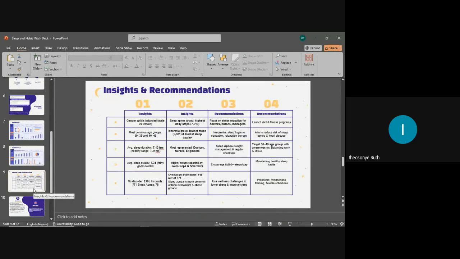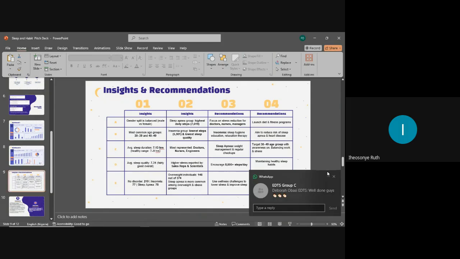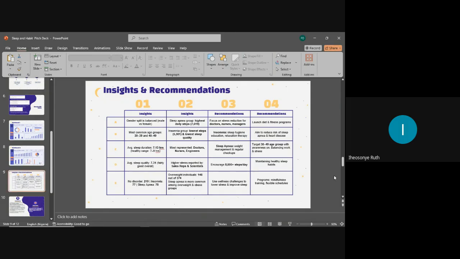recommend focus on stress reduction for doctors, nurses, and management, and for sales representatives, because they were more stressed at their work. And for insomnia, we recommended sleep hygiene education. Awareness programs should be done on sleep hygiene to have a clean environment when sleeping, and relaxation therapy too should be done. We also recommend weight management and regular checkup for weight, because we found that most of the individuals were overweight and it caused more sleep disorders. So weight management and regular checkup too will help.